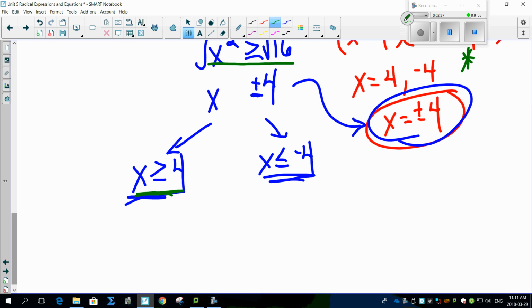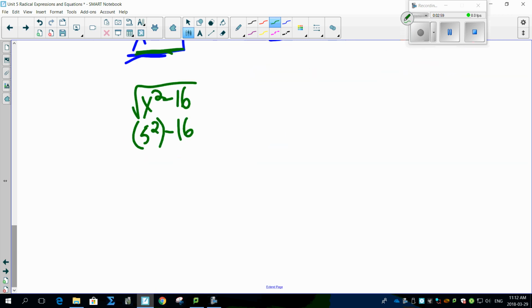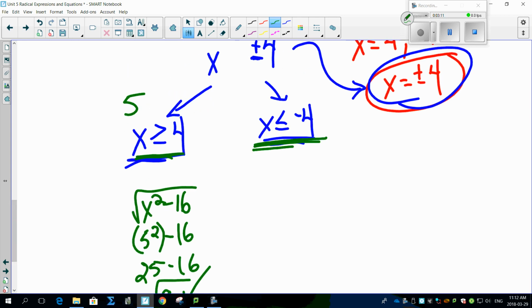Now, let's go back to this. Remember, we wanted the square root of x squared minus 16. So if you look, try a value that's bigger than 4. Try 5. Okay, look, 5 squared minus 16, is that going to be square rootable? That's the question that you have to ask yourself. So 5 squared minus 16 is 25 minus 16, which gives you, of course, 9, which is square rootable. That works.